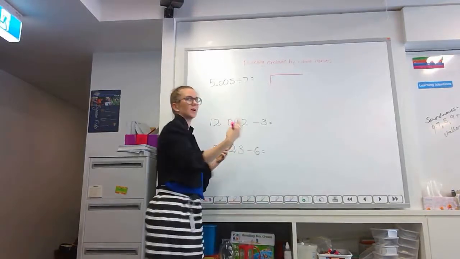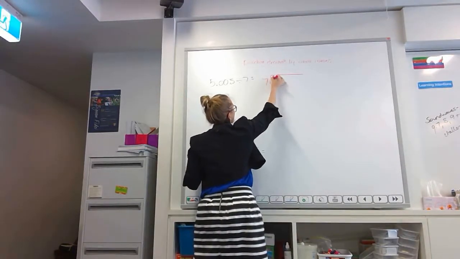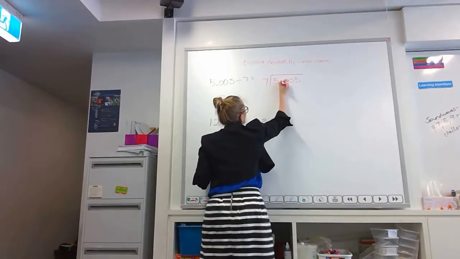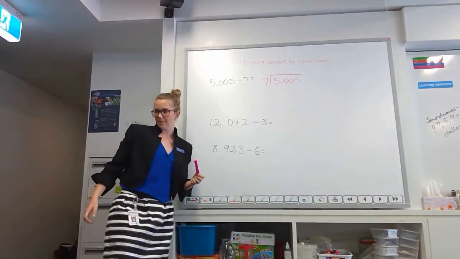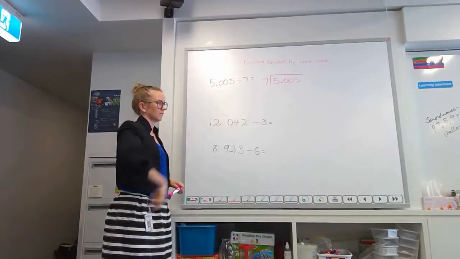What goes where, Bailey? So the 7 goes out the front. And then 5.005. Excellent. Set that up on your base, please. Then do we put the decimal above straight away?